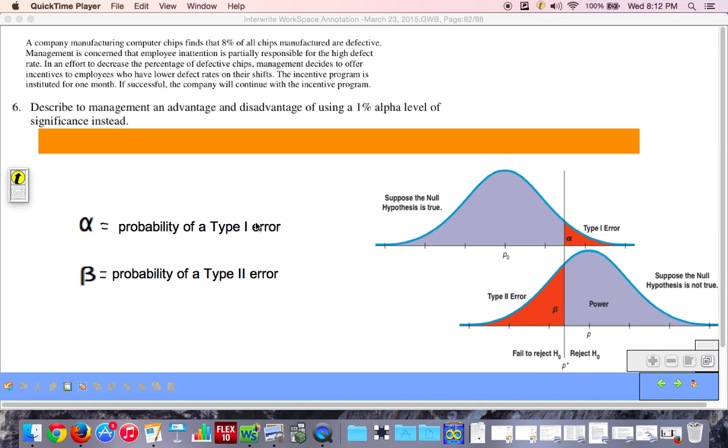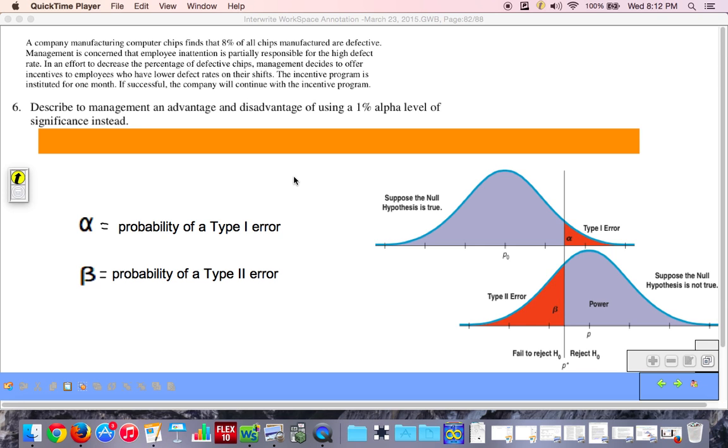Okay, we're back. Chapter 21, Quiz A, question number 6. We've read the prompt a couple of times, but I've left it up here just for you to reference. Let's take a look at question 6. Describe to management an advantage and a disadvantage of using a 1% alpha level of significance instead.